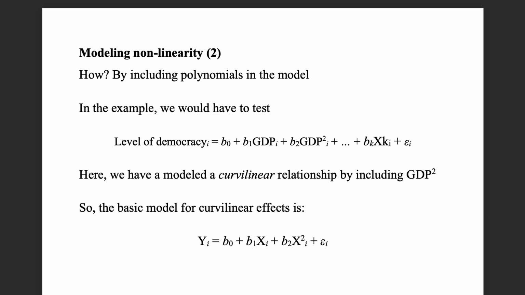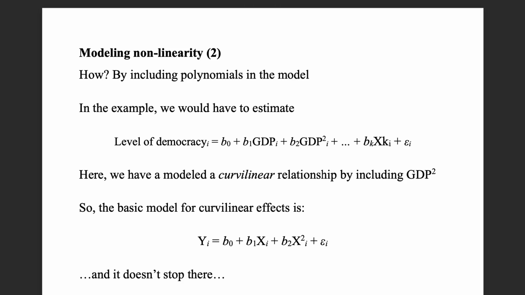So the general form for a curvilinear effect is that our dependent variable y_i for each case i is equal to a B0 constant, plus a regression coefficient B1 times x_i, so just the regression coefficient for the original variable, plus a regression coefficient B2 times x to the power of 2 for each case i, so that x variable squared, again plus an error term. And of course you can include whatever else you want in that model, but that's the basic idea of a curvilinear relationship in a regression model.